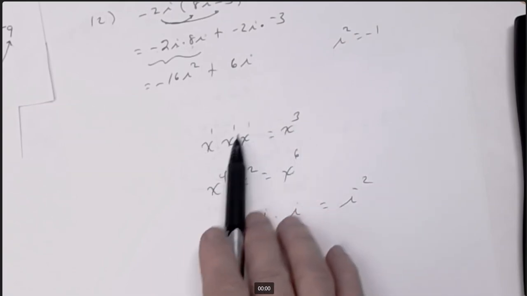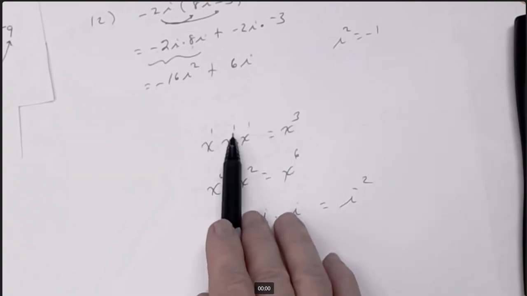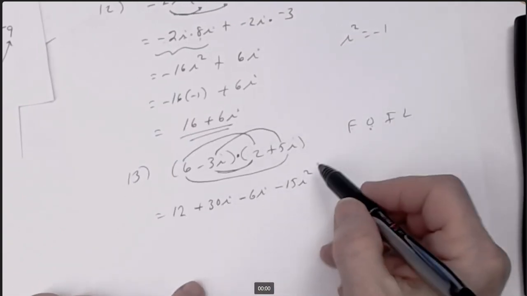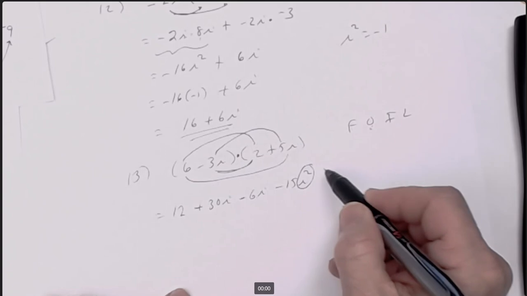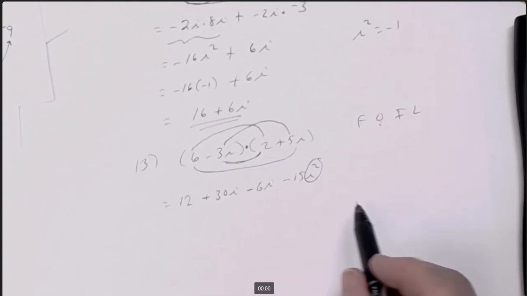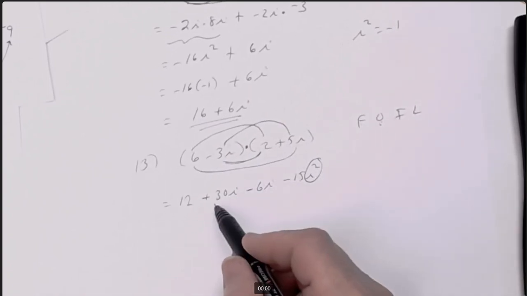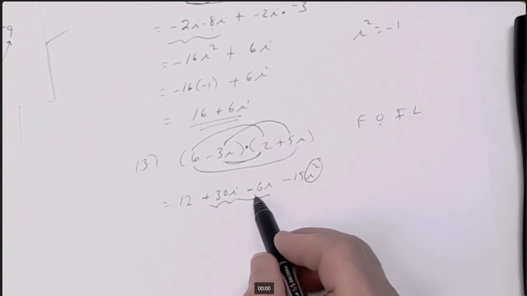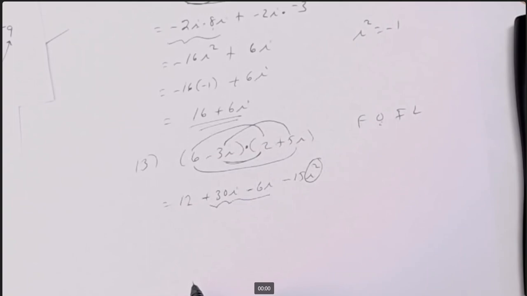All right, now let's go ahead and simplify. First of all, we got to remember that i squared is equal to what number? -1. I also know I can combine these two right here. What's 30i and a -6i? 30 and a -6 is 24, so it'll be 24i, right? So I get 12 plus 24i, and then minus 15 times i squared.